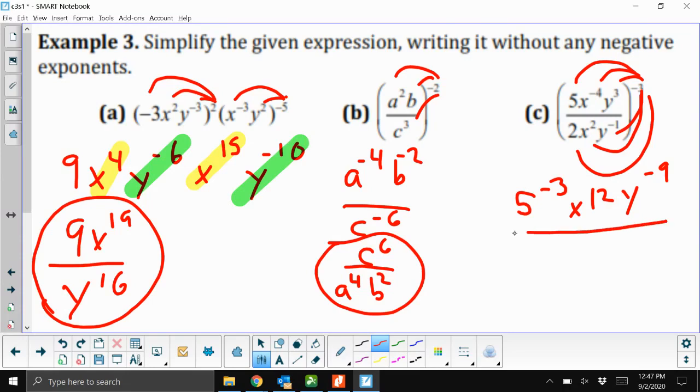So I'm going to do the same thing here. 2 to the negative 3. X would be 2 times negative 3, which is negative 6. And then y to the 3rd.